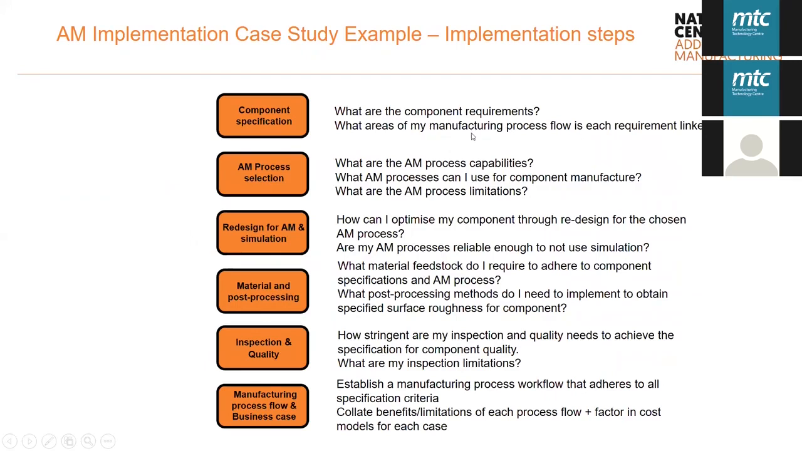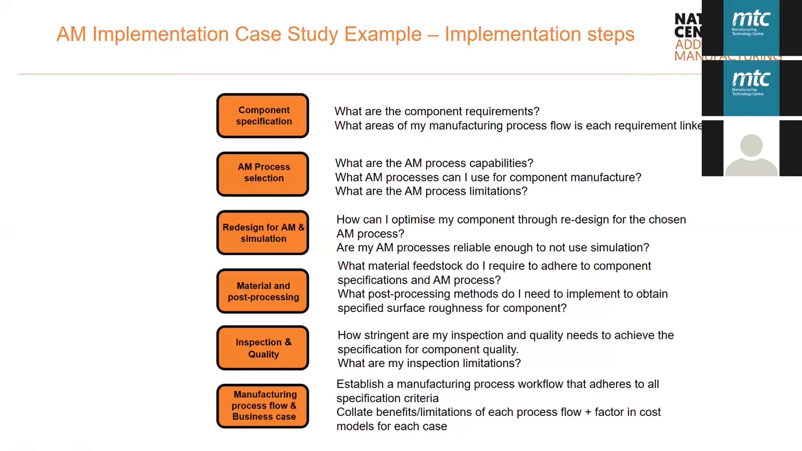Now, for example, if my requirement is that I need a certain surface roughness, so a 1.6 or 3.2, that's going to be linked to my post-processing step in my manufacturing process flow. If I know that I need to have an X amount of components measured, or I need to stick to this quality stringency, that's going to affect the inspection step within my process flow. So really, it's about mapping what requirements belong to what process step. Now, there isn't a hard set of rules to this journey per se. This is a very top level overview of what some of the strategies might look like.